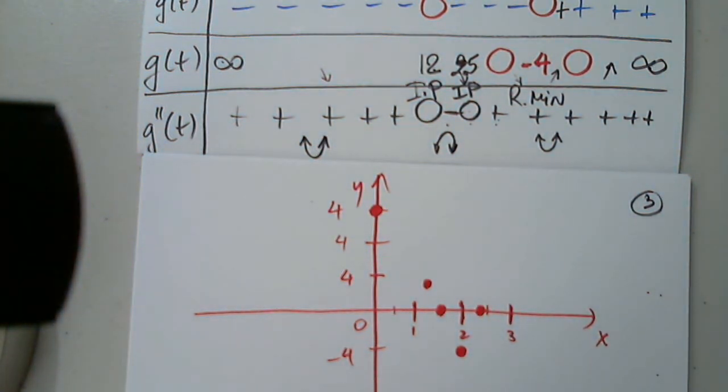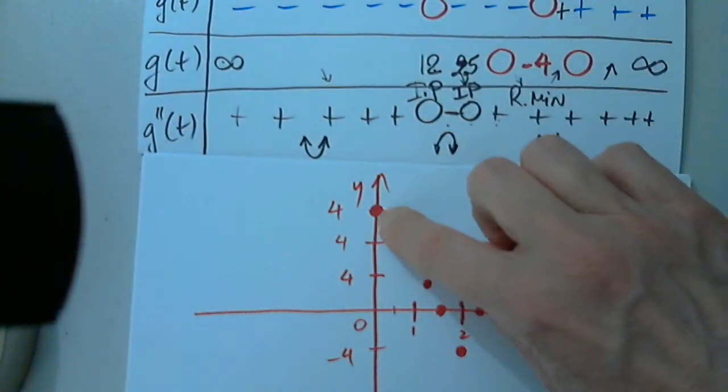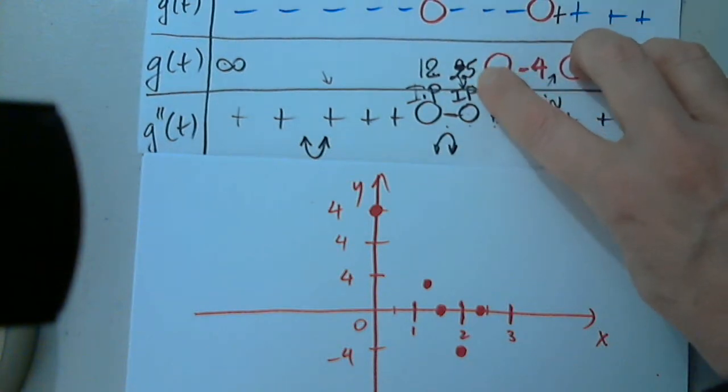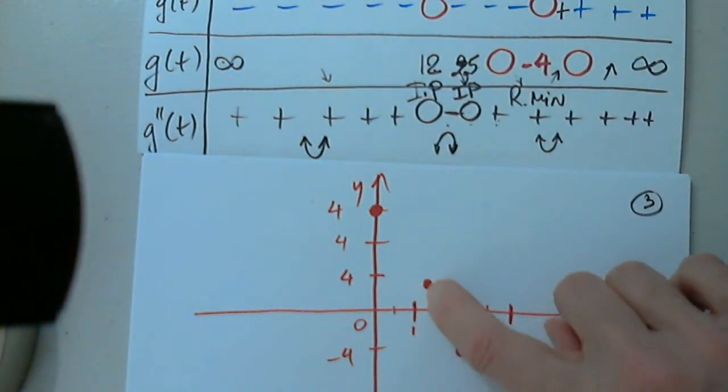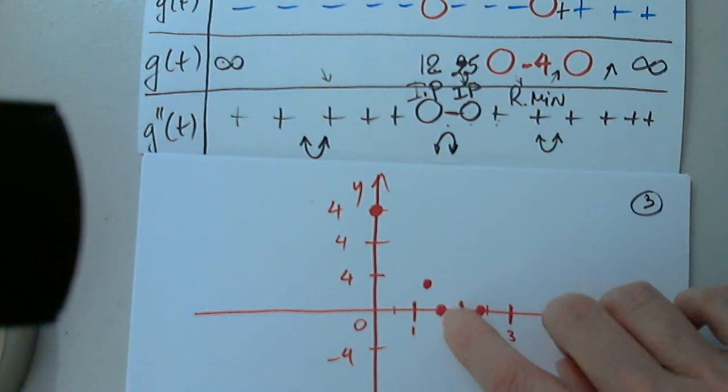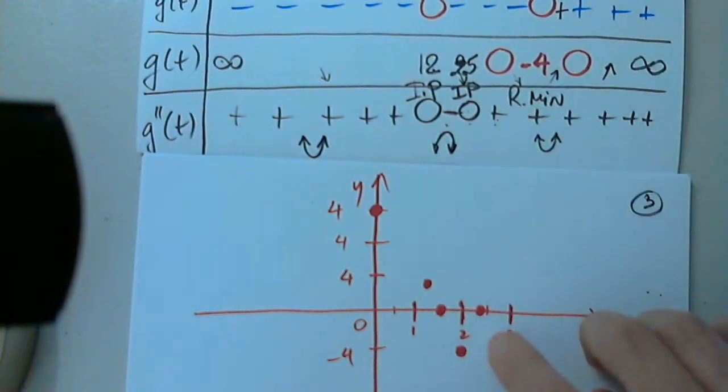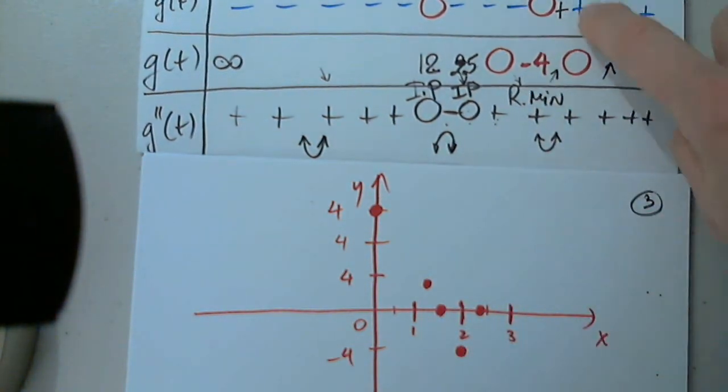So this is my first step. I plot the points I have. So I plotted (0, 12), (4/3, 2.5), (1.5, 0), (2, -4), and (2.4, 0).